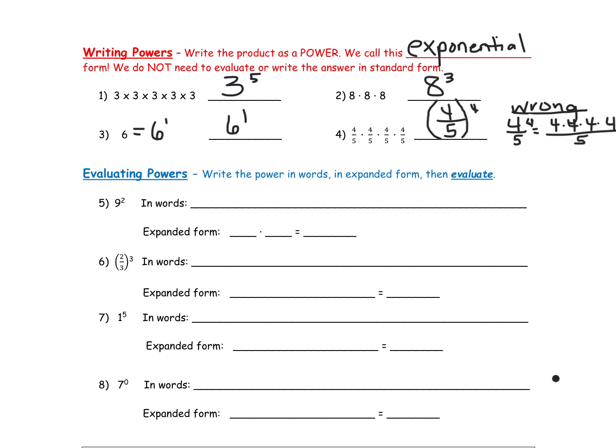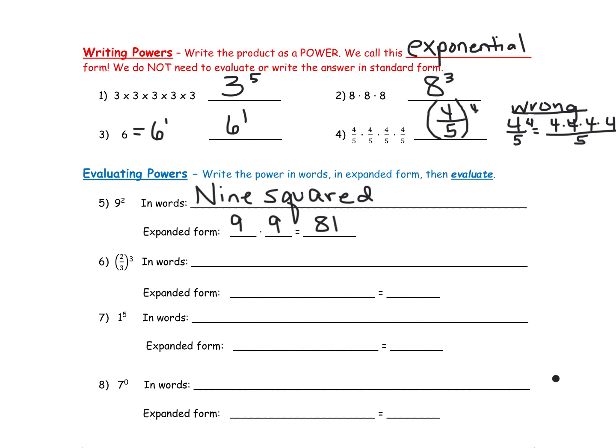For number 5, we're going to evaluate powers by writing them in words first and then expanded form to find the answer. So for number 5, we have 9 squared. Another way to write that is 9 to the second power. Let's write that down. In expanded form, that's the same thing as saying 9 times 9, and 9 times 9 is 81.